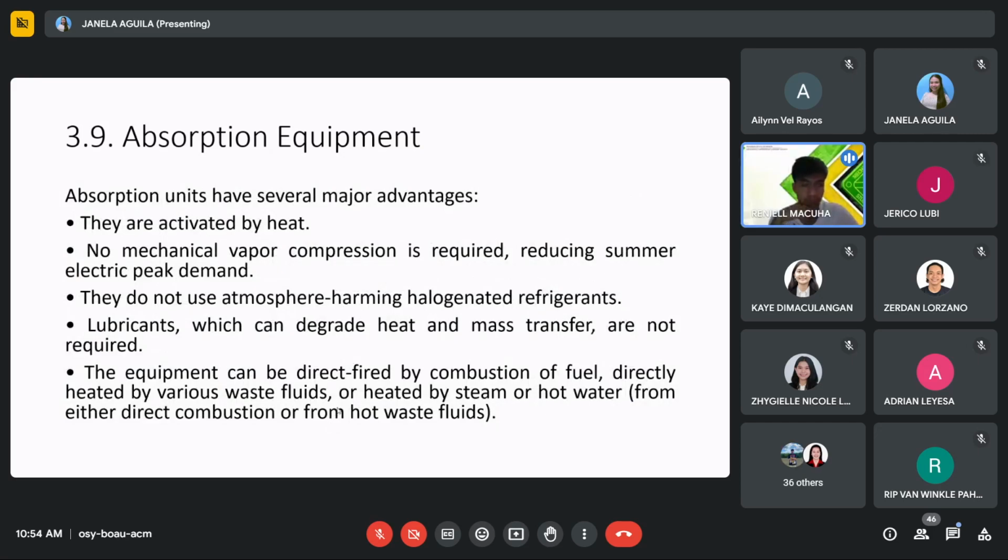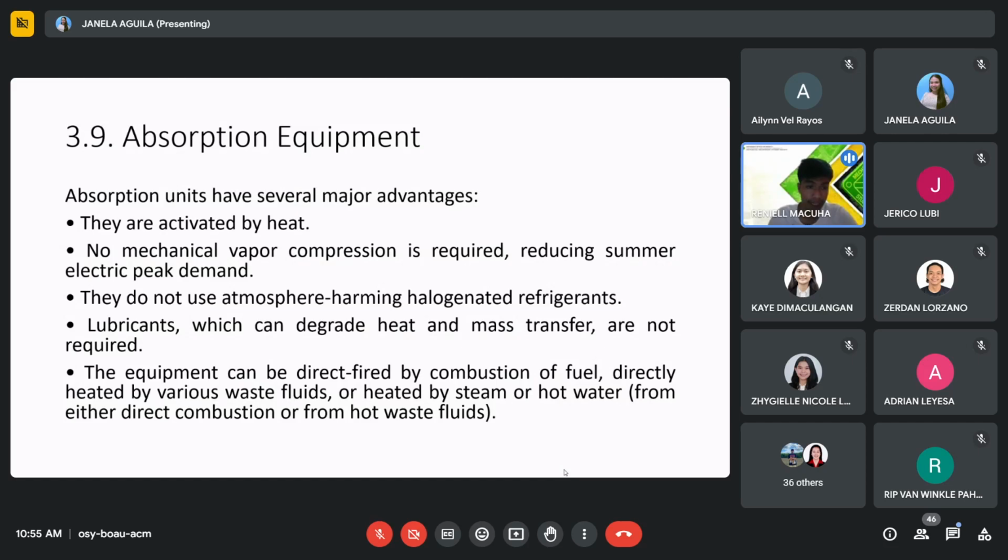Then, ito naman po yung absorption unit have several major advantages po. They are activated by heat, no mechanical vapor compression is required, reducing summer electric demand. They do not use atmosphere warming halogenated refrigerants. Lubricants which can degrade heat and mass transfer are not required.